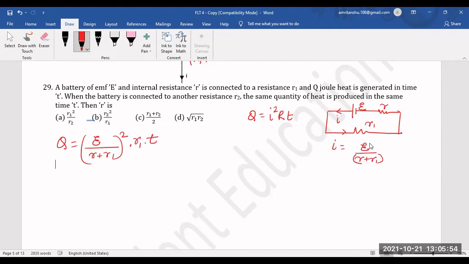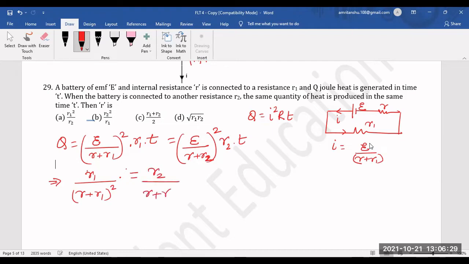Similarly, I can say for another resistance, when I put R2 here, the same heat will be generated, only R1 is replaced with R2, and it says it is equal. Now when I solve this whole thing, what do we get? R1 upon R plus R1 the whole square equals R2 upon R plus R2 the whole square. On further solving, what do we get?